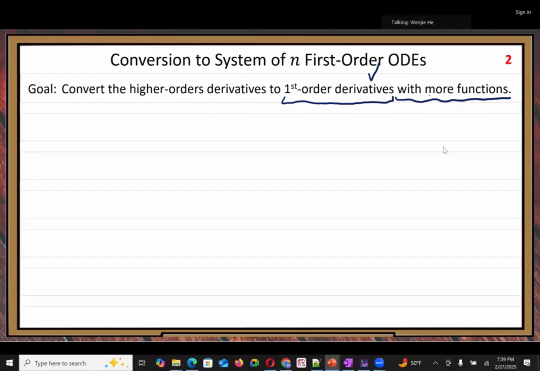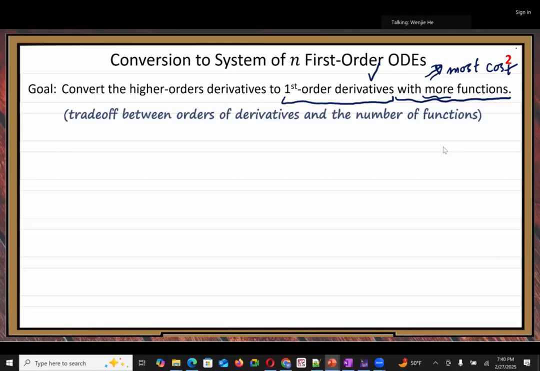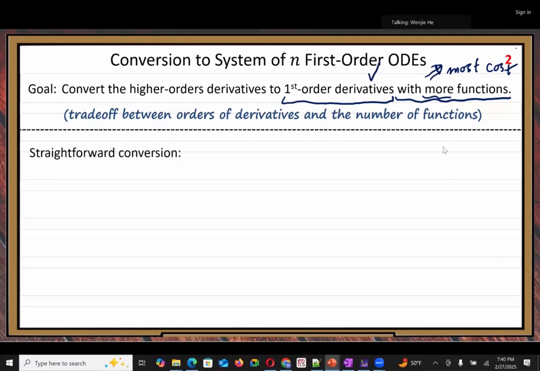Because you use more functions, that means more cost. The cost is high. You need to pay more. It is a trade-off between the orders of derivatives and the number of functions. You bring down the orders, but you raise the number of functions. So that's fair.